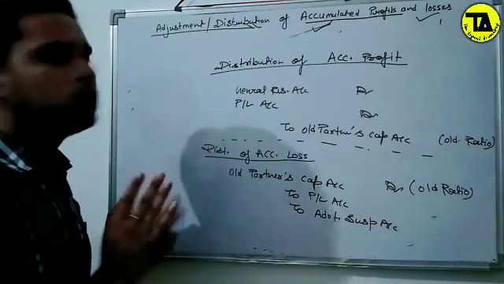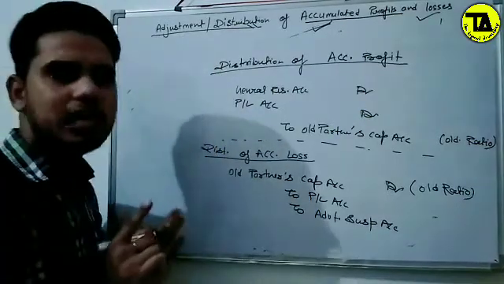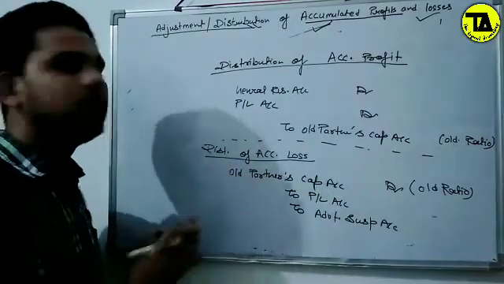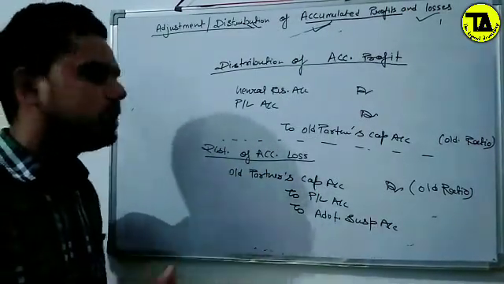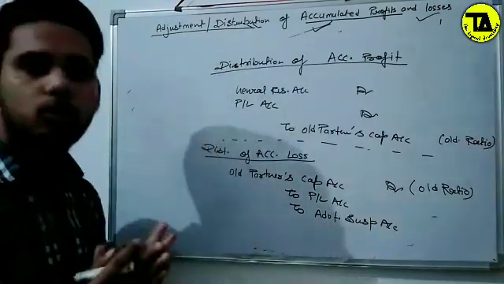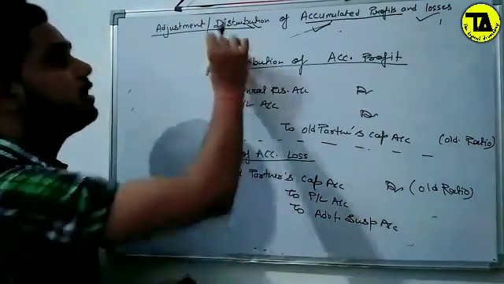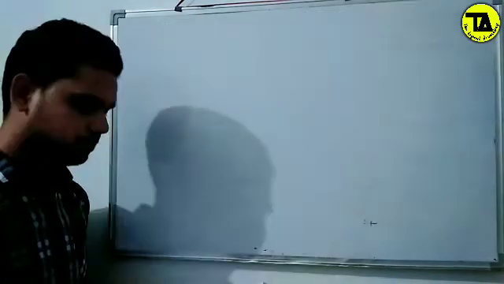So let's do one thing. Do not start adjustment in today's class. Let's see some questions related to distribution of accumulated profit and accumulated loss, so that it becomes more understandable. In the next class we will start adjustment of accumulated profit and accumulated loss. So let's see some questions related to distribution of accumulated profit and loss.